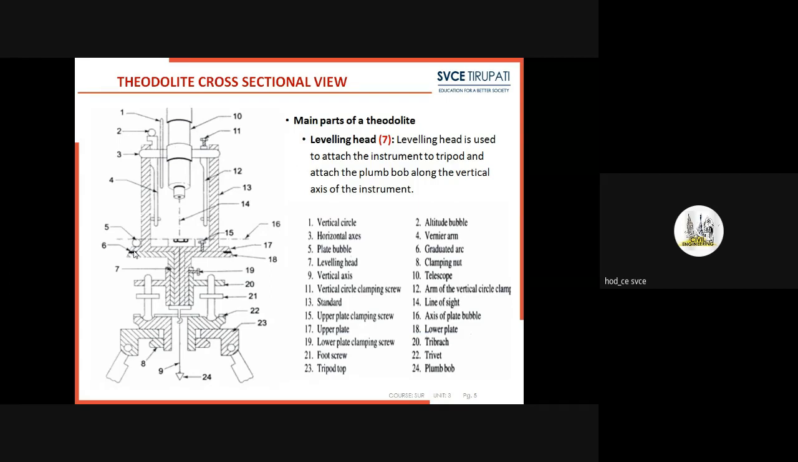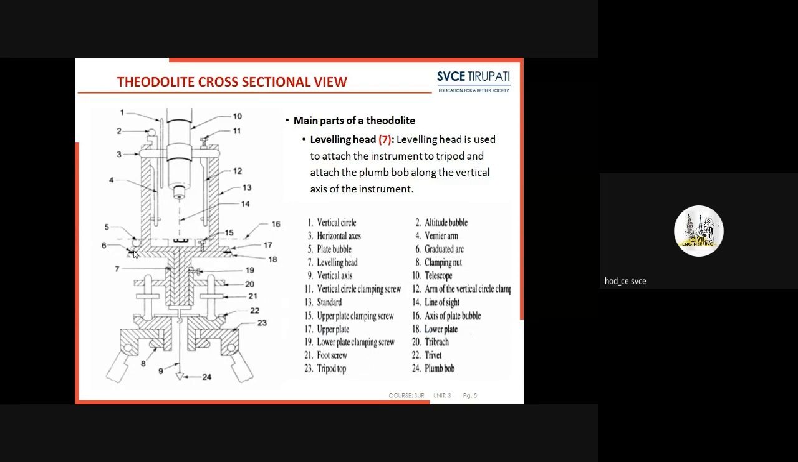So the clamping nut, after placing it, is used to clamp, right? Next, vertical axis. So that is a plumb line and telescope, as you know, right? It has an optical glass. Through the optical glass itself, we are focusing the object. Okay, and vertical circle clamp screw.